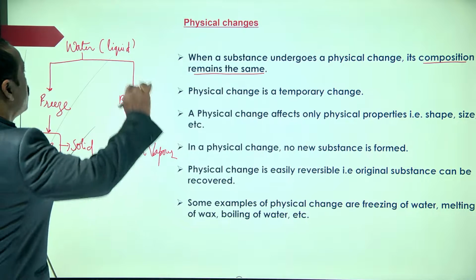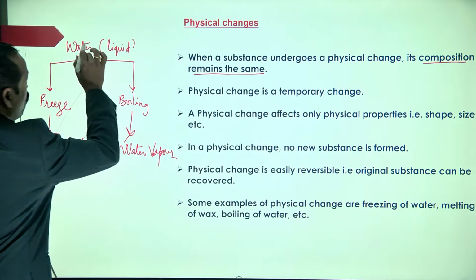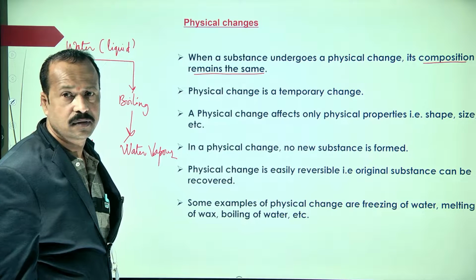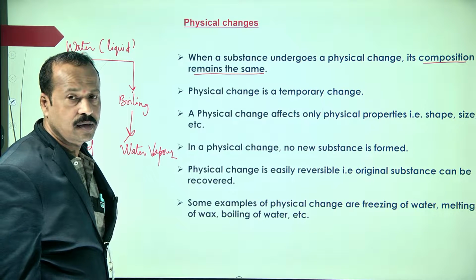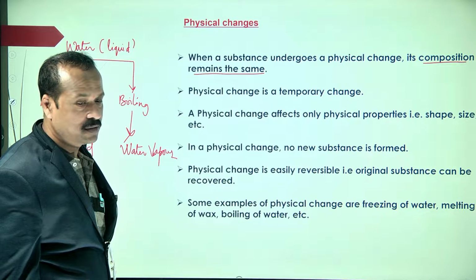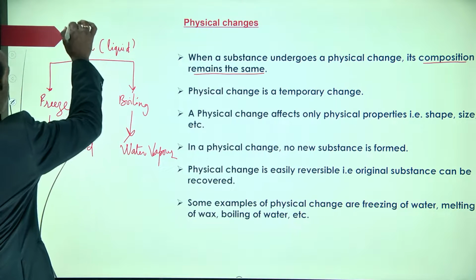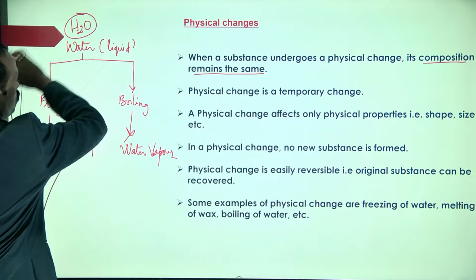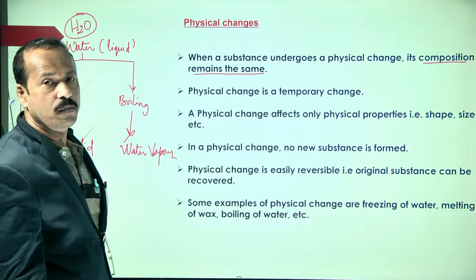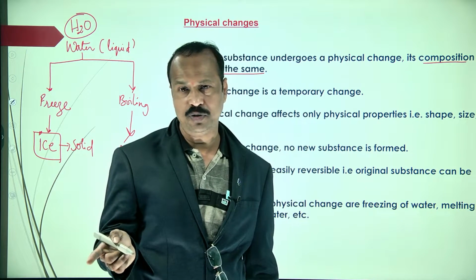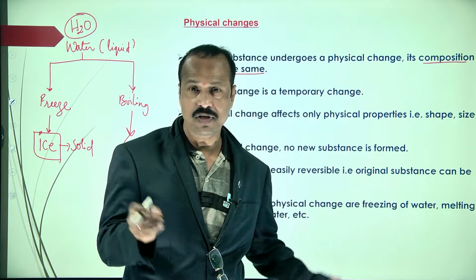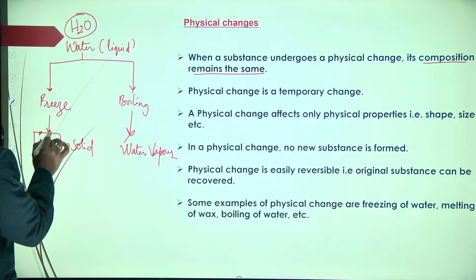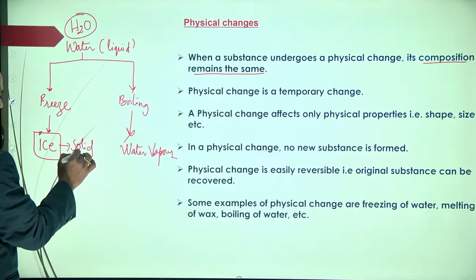Now, composition means what you see here. So, water. What is the formula of water? H2O. Water is made up of 2 hydrogens and 1 oxygen. This is called composition. The composition of water is H2O, meaning 2 hydrogens and 1 oxygen join to form water. Now this water I am freezing, so the liquid state is converting into the solid state.